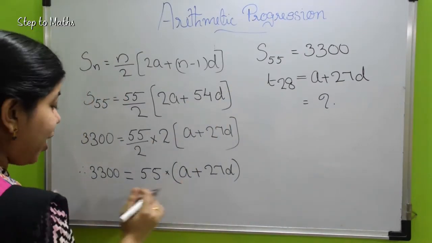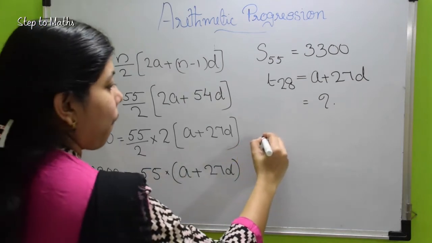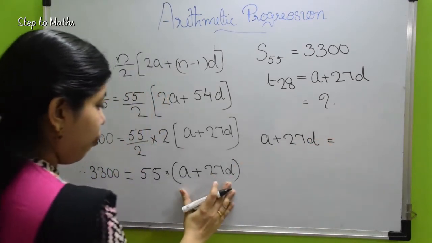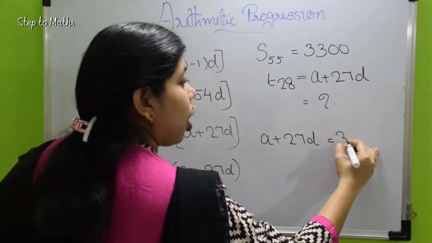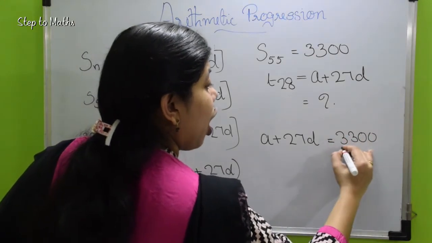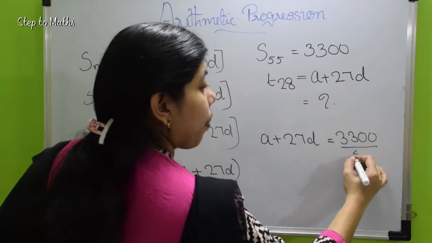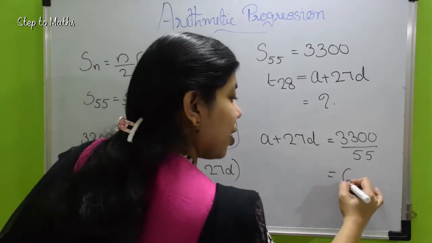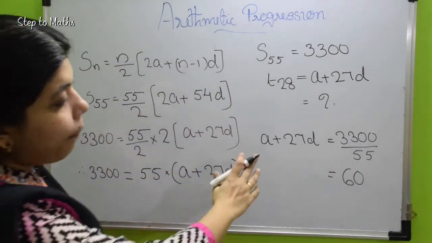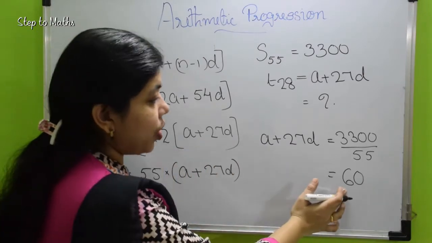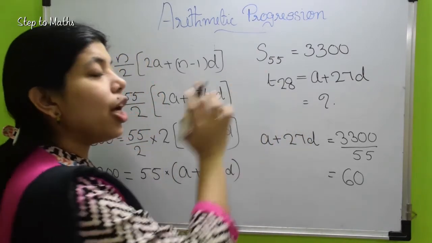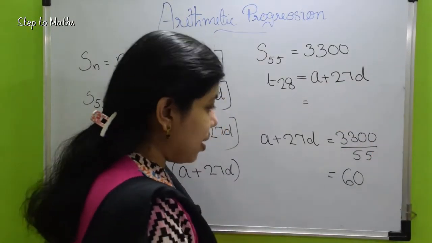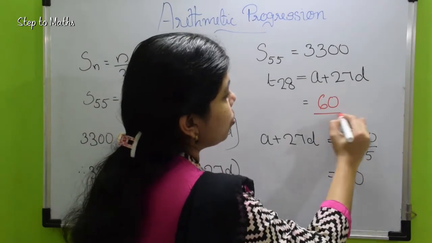So we can write it as a plus 27d is equal to, from here, 3300 upon 55. 3300 upon 55 is 60. A plus 27d, its value is 60, and this a plus 27d is the 28th term. So the 28th term of this AP is 60.